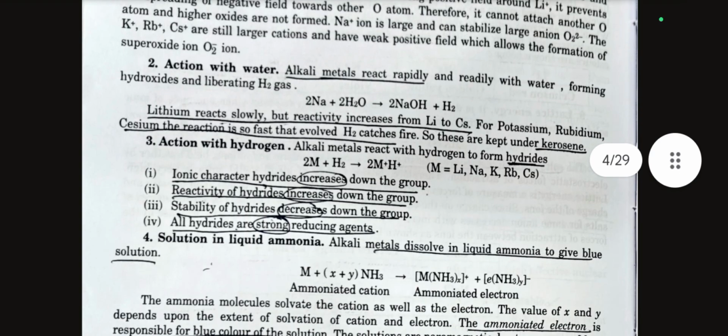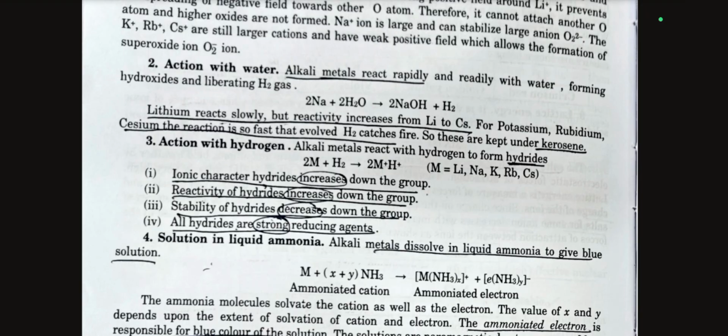Action with water. Alkali metals react rapidly and readily with water, forming hydroxides and liberating H2 gas. 2Na plus 2H2O gives 2NaOH plus H2. Lithium reacts slowly but reactivity increases from lithium to cesium. For potassium, rubidium, cesium, the reaction is so fast that the evolved H2 catches fire, so these are kept under kerosene.